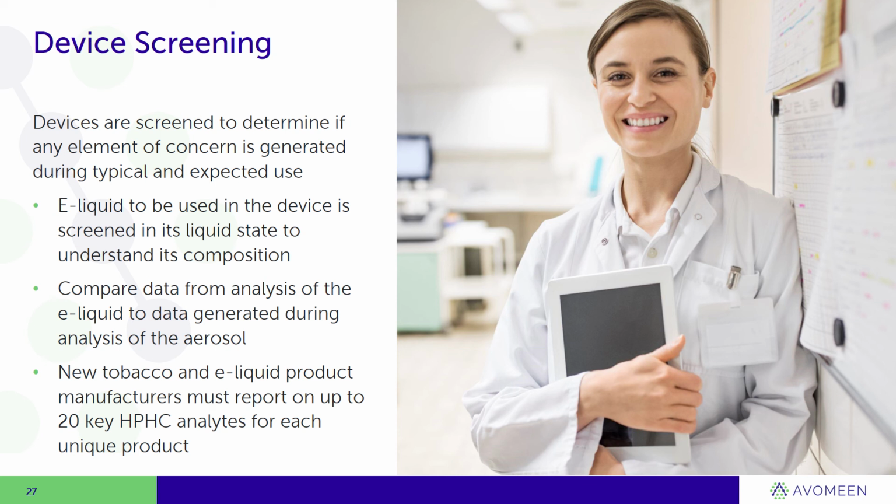The e-liquid to be used in this device is screened in its liquid state to understand its composition. You compare the data from the analysis of the e-liquid to that of the data generated while the product is aerosolized. In our lab, we have an instrument called the smoke machine, which simulates the vaping of e-liquid devices. Again, these new tobacco and e-liquid product manufacturers must report on the HPHCs that were previously discussed for devices as well.